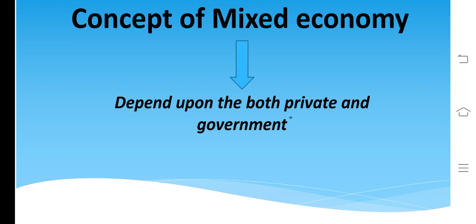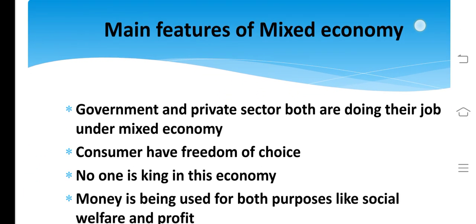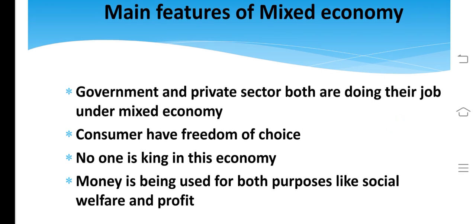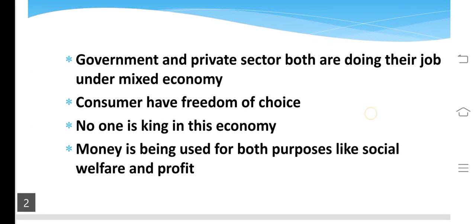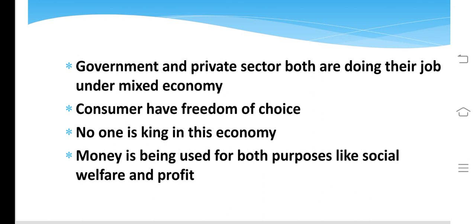Okay, the next page. Here are the main features of mixed economies, and these features are the same for all mixed economies. Government and private sector both do their job under a mixed economy. Fine. Consumers have freedom of choice. Now, the main feature or pillar of this economy is also that the consumer is free. He can choose anything. Fine. No one is king in this economy and no one is boss. And the second one is that money is used for the purpose of social welfare and profit. Social welfare on the government side, and profit definitely, as the private sectors are with the aim of earning profit.